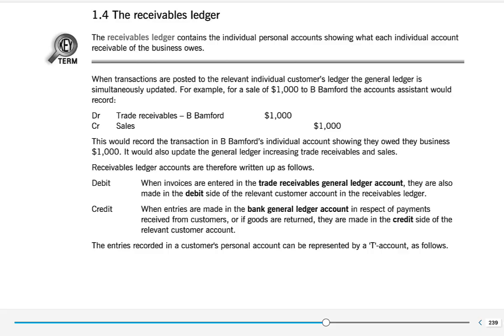Why this matters? Because the receivables ledger is the detailed record and the general ledger is the summary record. If they do not update together, totals will not agree and the accounting system becomes unreliable.